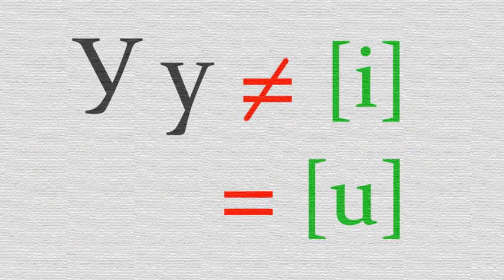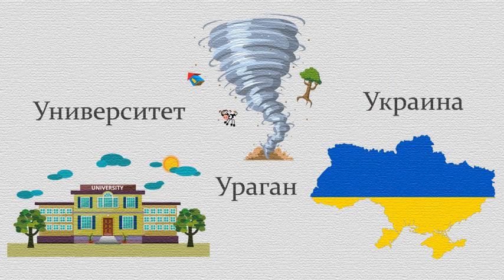Next letter is the letter U. A lot of people tend to pronounce it like E because that's what happens in English at the end of words, right? In Russian, not. In Russian, that's letter U. Университет, ураган, Украина.